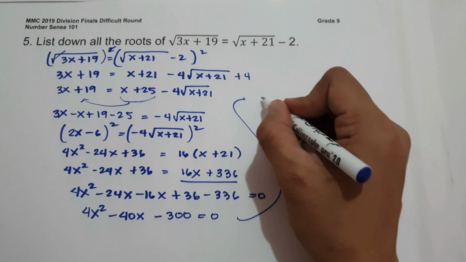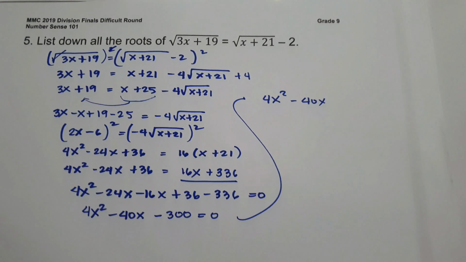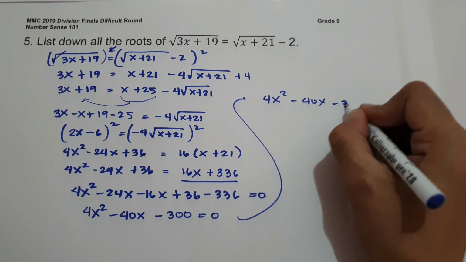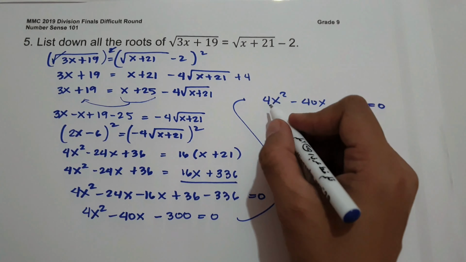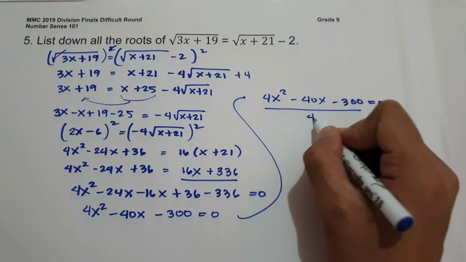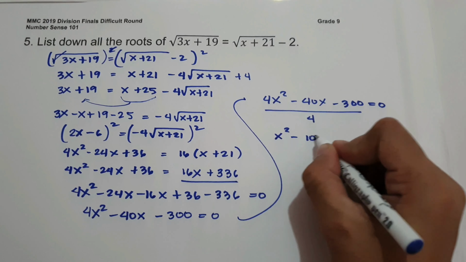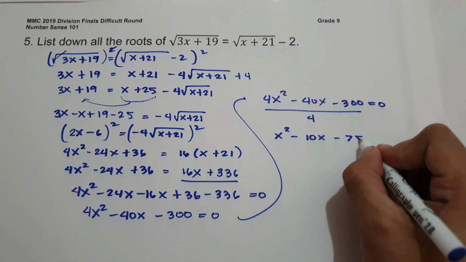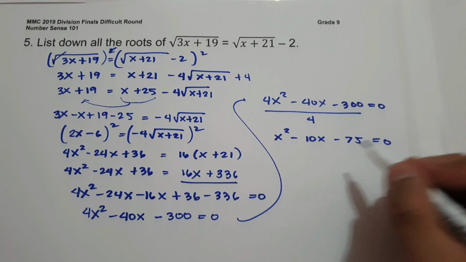So let us write this one as 4x squared minus 40x minus 300 equals 0. So let us minimize our equation by dividing by 4. So this will be x squared minus 10x minus 75 equals 0. So let us find the factors of this equation.